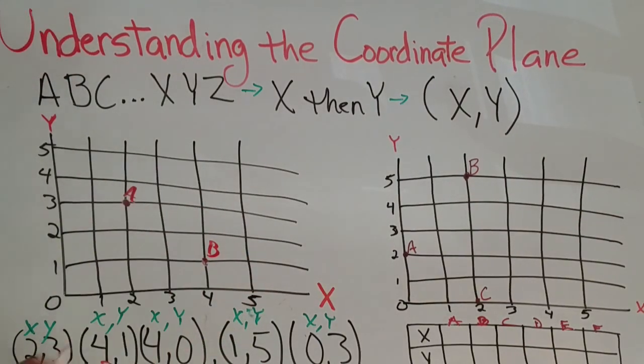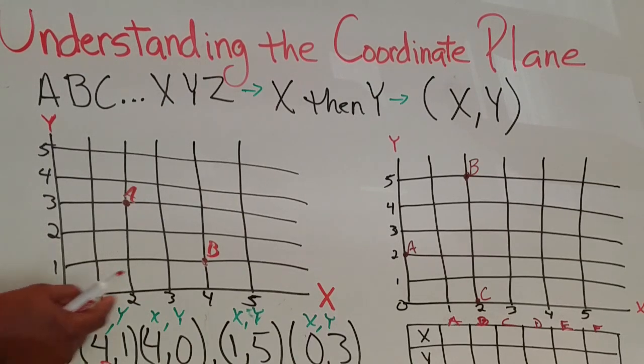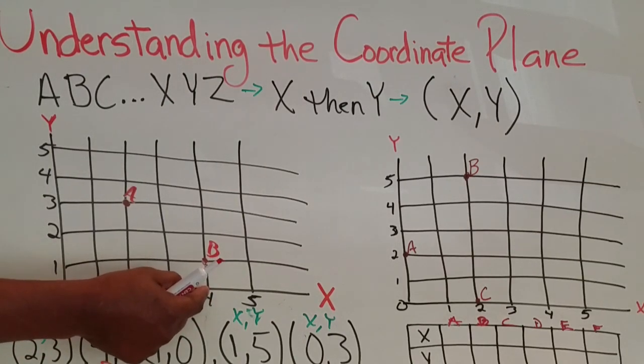Point A, point B. We'll label the points. That's important to label the points. We'll do the next one: 4, 0. Here's the one that always gets people. 4, 0. I think you got it now. We'll go over 4 and we go up 0.